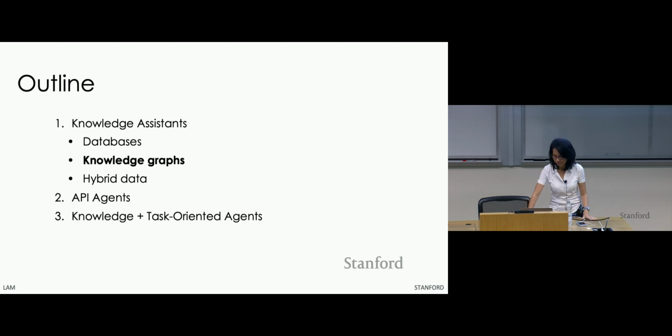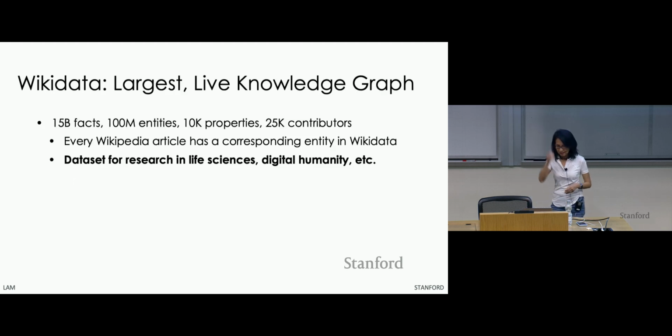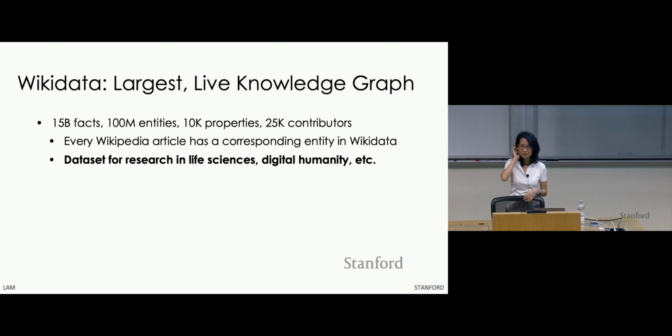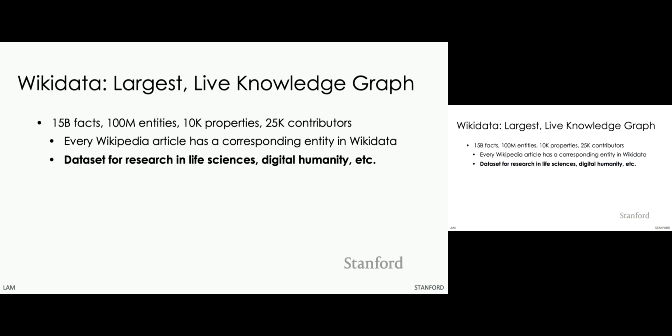Let's talk about something harder. So let's talk about Wikidata. Wikidata is the largest live knowledge graph. It is being updated all the time. Today, it has 15 billion triples, each connecting two nodes with a property. Okay? It has over 100 million entities, 10,000 properties, and 25,000 human contributors to this graph. It's huge. And you may not know about Wikidata, but you have heard of Wikipedia for sure. Every Wikipedia article has a corresponding entry in Wikidata and not vice versa. Okay, Wikidata is much, much bigger.